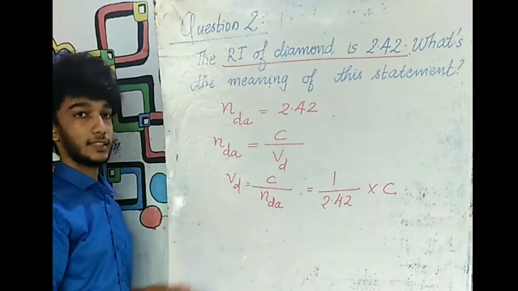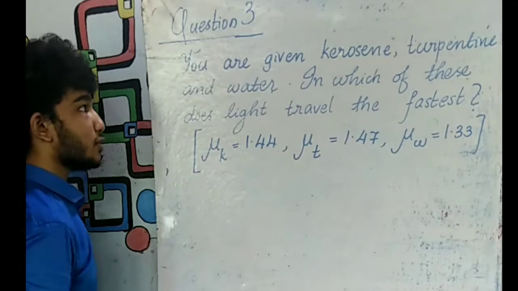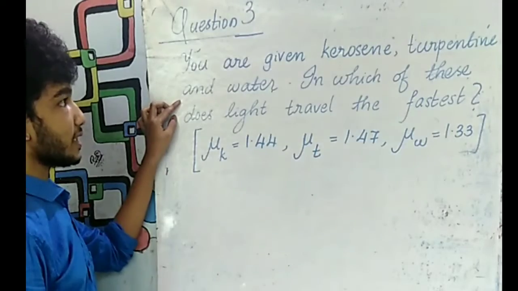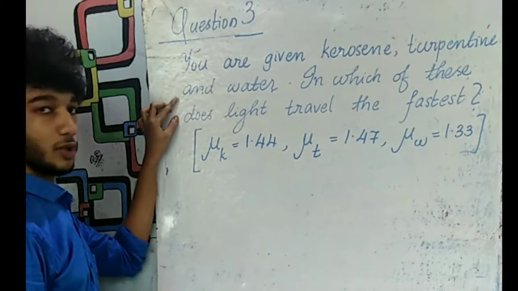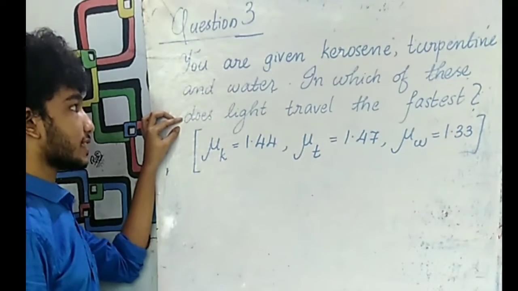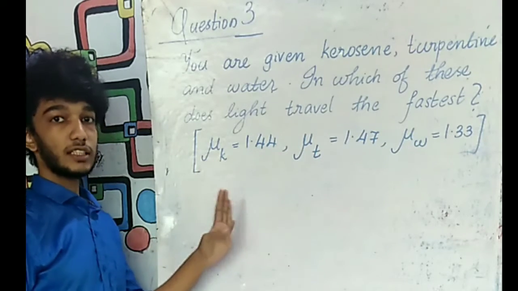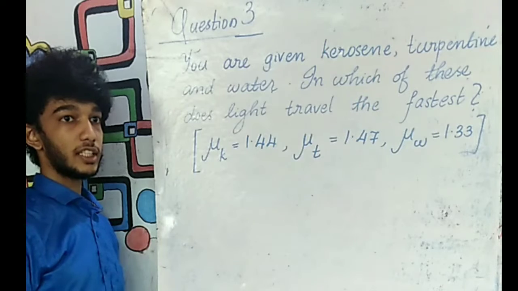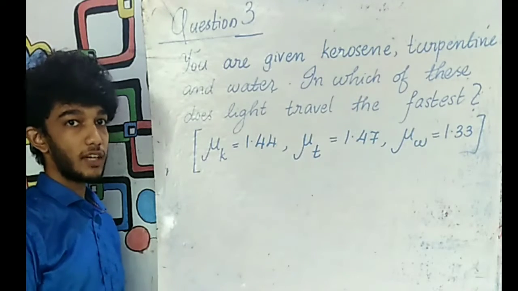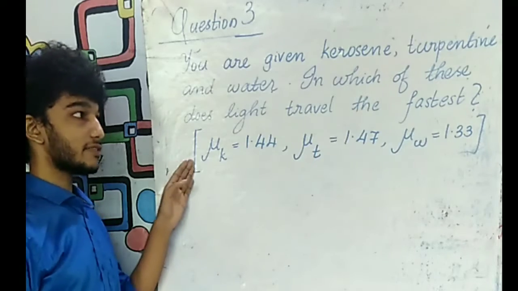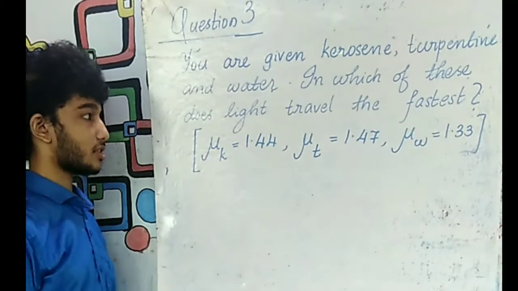This is our answer. So now see question number 3. A simple question. You are given kerosene, turpentine and water. In which of these does light travel the fastest? The refractive indices of these three media are also given in the question. There is no need to memorize the values given in the textbook. If such a question is asked in the examination, these values will be provided along with the question.